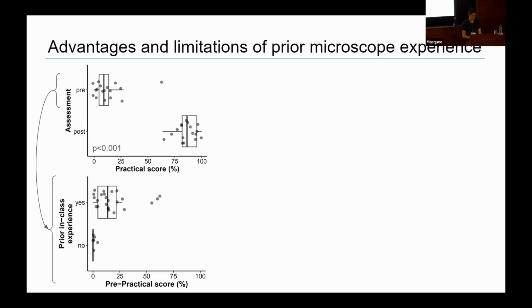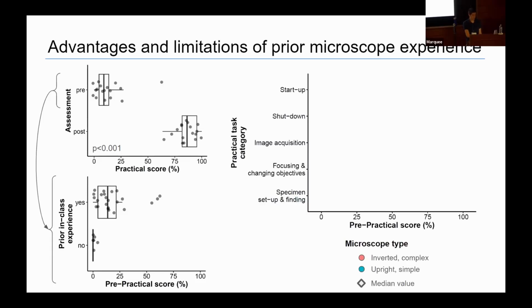To drill down a little bit more in these data here, we divided up, again, this is just pre-training data, we divided it by task category. So you can see the ones listed here on the left. I'm also going to divide it up by 2 classes of microscope. Of the 4 microscopes we were using, 2 of them were uprights and had relatively simple interfaces. 2 of them were inverted and were more complex, heavily automated systems, a lot more buttons and dials and things.